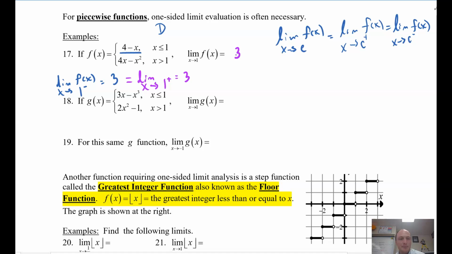Okay, in 18, we're asked the same type of thing. So I'm going to go ahead and calculate the limit of g of x as x approaches 1 from the left. So again, that's this function here, right? Because if I'm approaching 1 from the left, I'm less than 1. And so I plug in 1, and we get 3 times 1, which is 3, minus 1 cubed, which is 1. This is equal to 2.